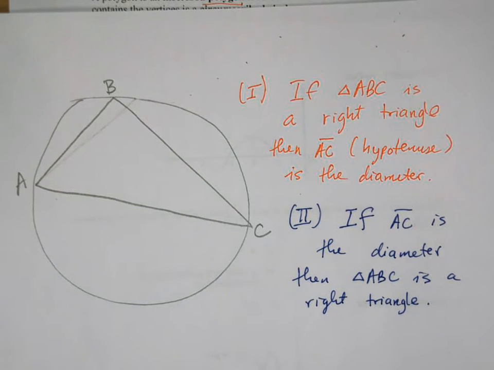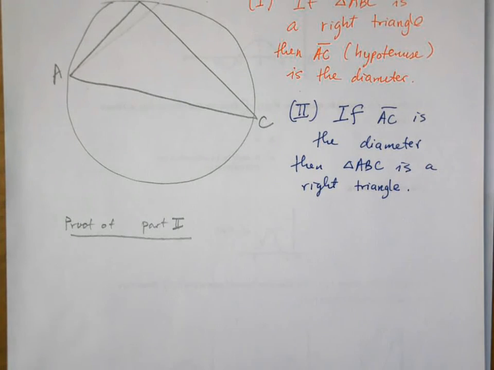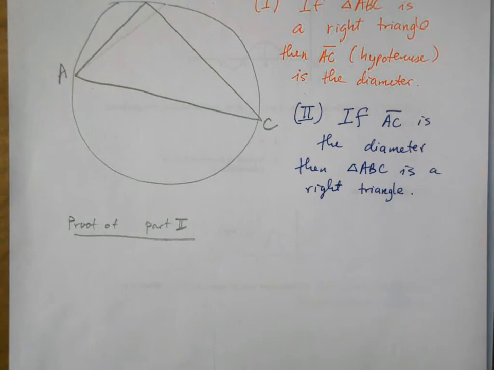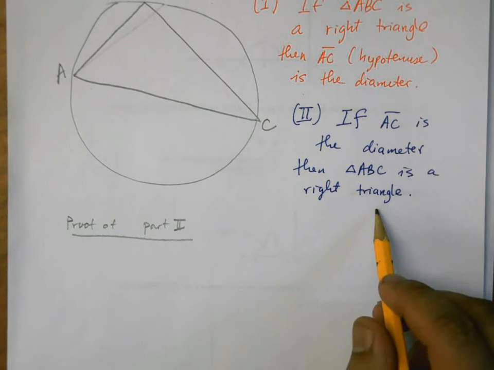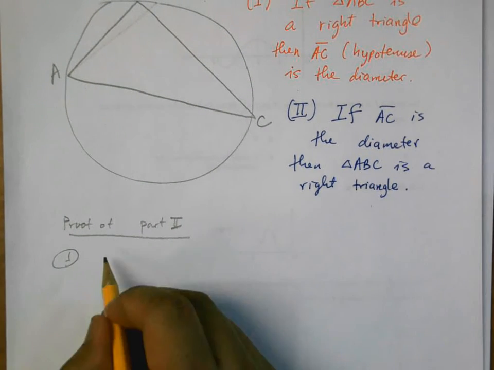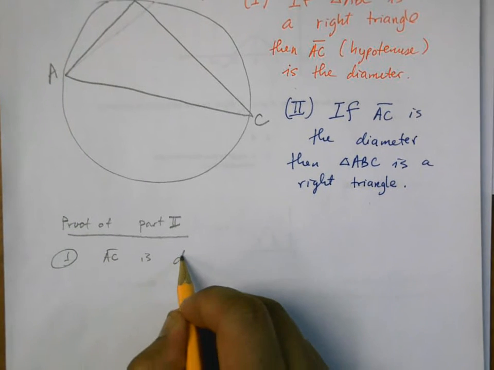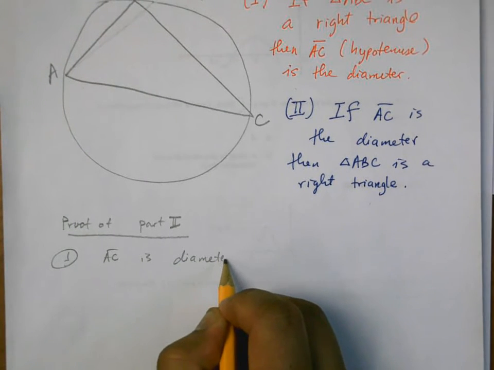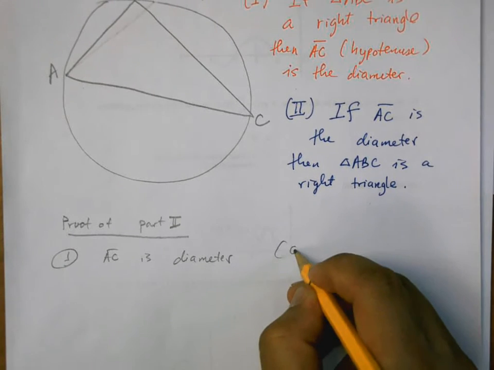And I'm going to prove one of these parts and leave it up to you to work on and study and prove the other one. But the ideas are all the same. You know, with proofs, we try not to memorize them, but rather learn certain techniques so that you can apply them in different situations. Okay, so I'm going to prove part 2 here. Given that AC is the diameter, show that ABC is a right triangle. So 1, AC is the diameter. Okay, that's given.